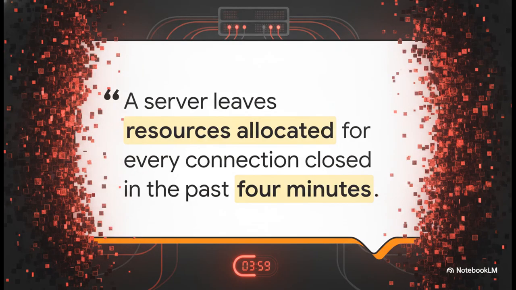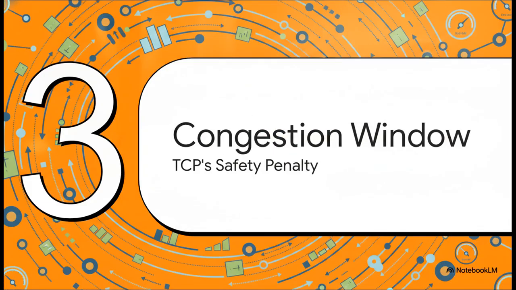Put that into perspective for a second. Consider a busy server fielding hundreds of requests per client. It's going to leave resources allocated for every single connection closed in the past 4 minutes. On high-traffic systems, having thousands of connections stuck in time wait introduces massive memory overhead and spikes demultiplexing time for active connections, basically pushing the server right toward congestive collapse. Okay, let's move on to part 3, the congestion window penalty.